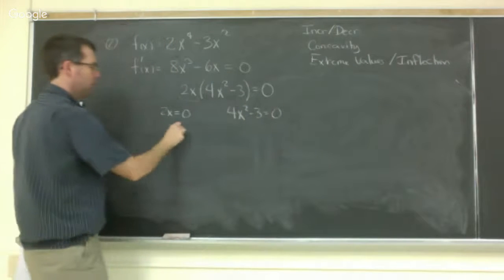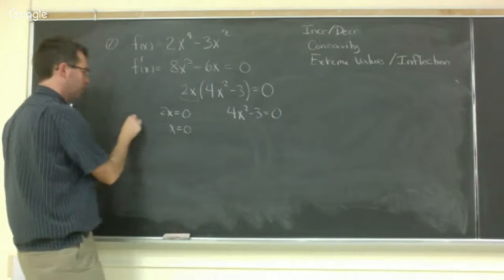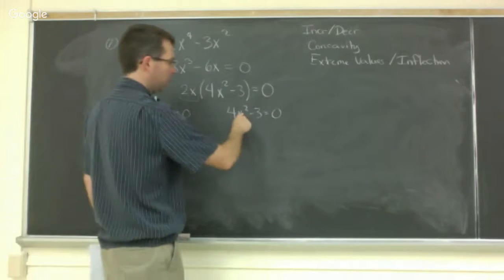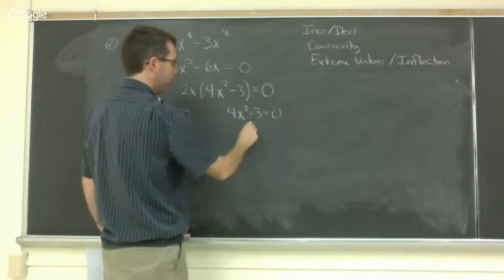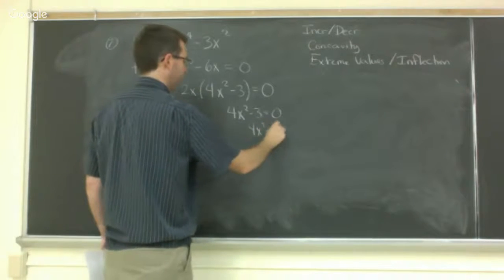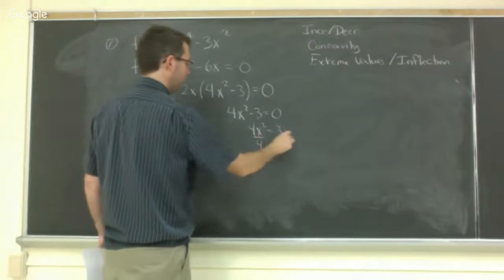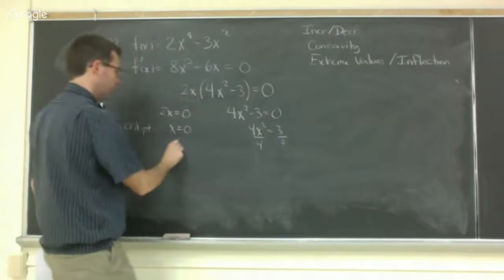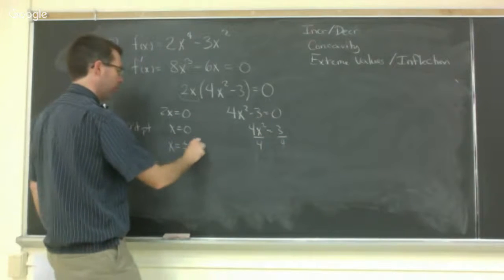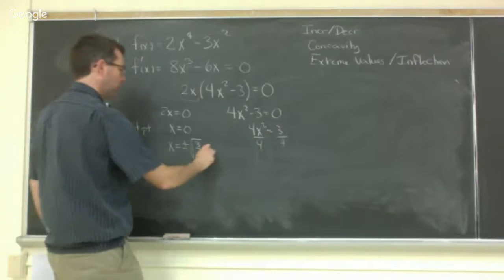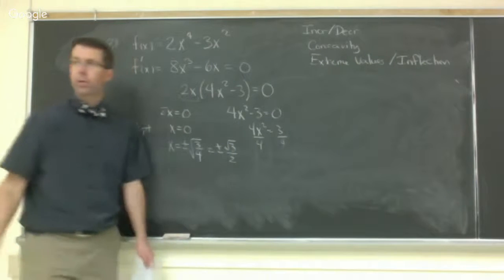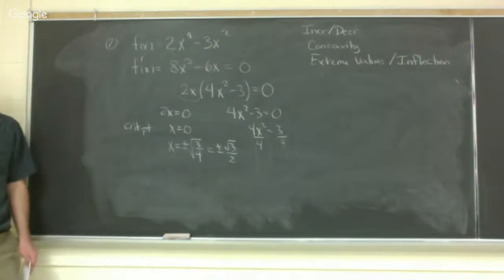So I get critical points. x equals 0. Let's see, I'm going to add 3, divide by 4. Take a square root. I'm going to get x equals plus or minus square root of 3/4, which is plus or minus square root of 3 over 2.